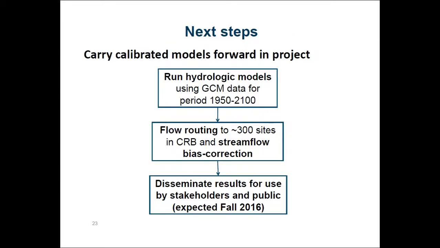In terms of next steps, we'll be running those hydrologic models using all of those different 172 setups for the period 1950 through 2100, and then routing that flow to 300 different sites in the Columbia River Basin and out, actually, and we'll be doing the western part of the coastal drainages as well. And then there'll be a streamflow bias correction step. And then we'll be disseminating those results for use by stakeholders and the public, expected about fall 2016.